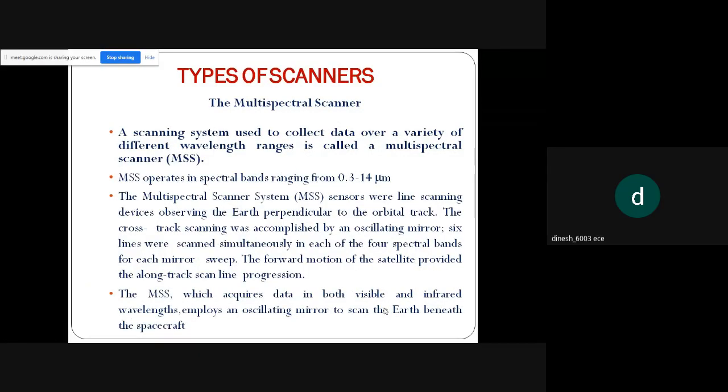A scanning system that is used to collect data over a variety of wavelength ranges is called a multispectral scanner. Over an electromagnetic bandwidth, we can use this multispectral scanner to detect a variety of different wavelengths, such that all the scanning can be done with a single piece of equipment. This multispectral scanner operates in spectral bands in the range of 0.3 to 14 micrometers.